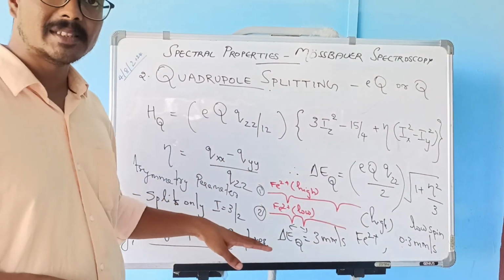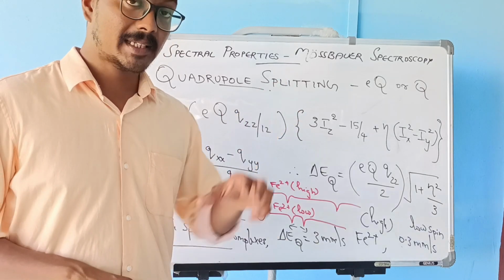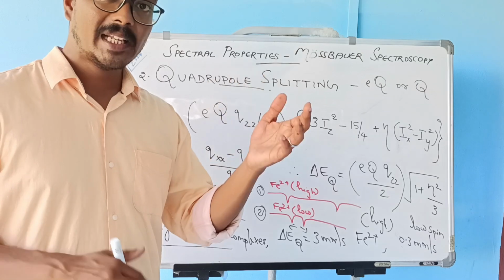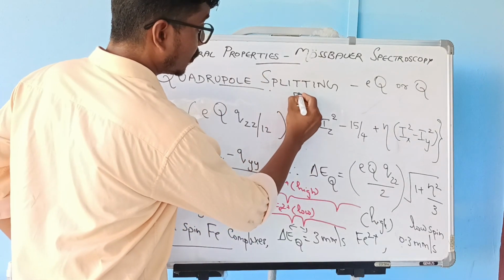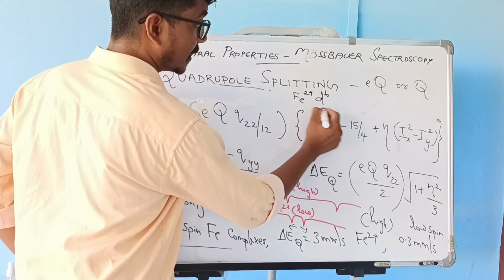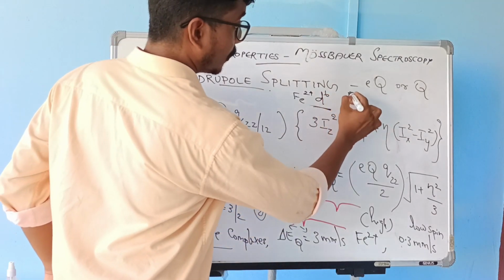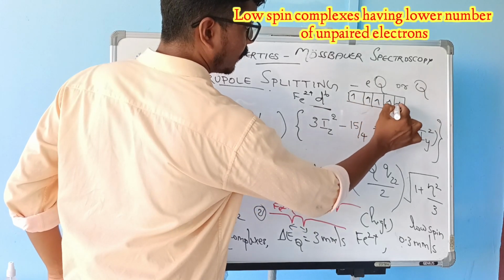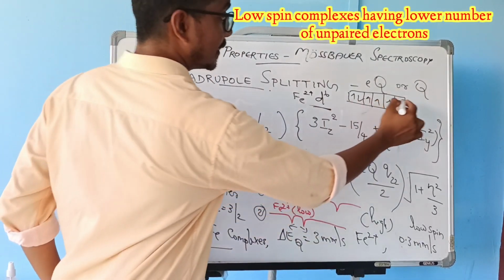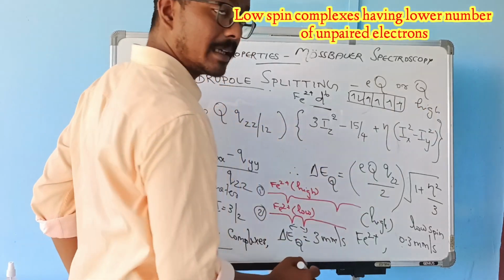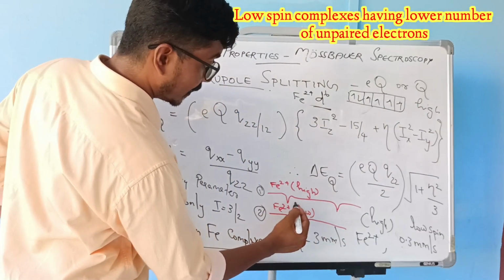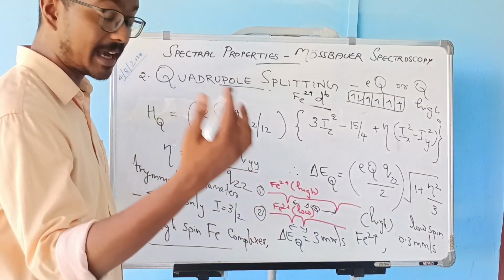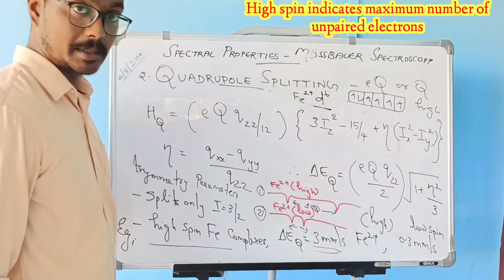In the case of iron complexes with Fe2+, Fe2+ exists in low spin and high spin states. In the case of the low spin state, all the electrons get paired. See, Fe2+ is a d6 configuration, right? In the normal course, 1, 2, 3, 4, 5, and 6. This is the high spin case. In the high spin case, the difference between the two troughs, delta EQ, is very high, and the value will be about 3 mm per second.